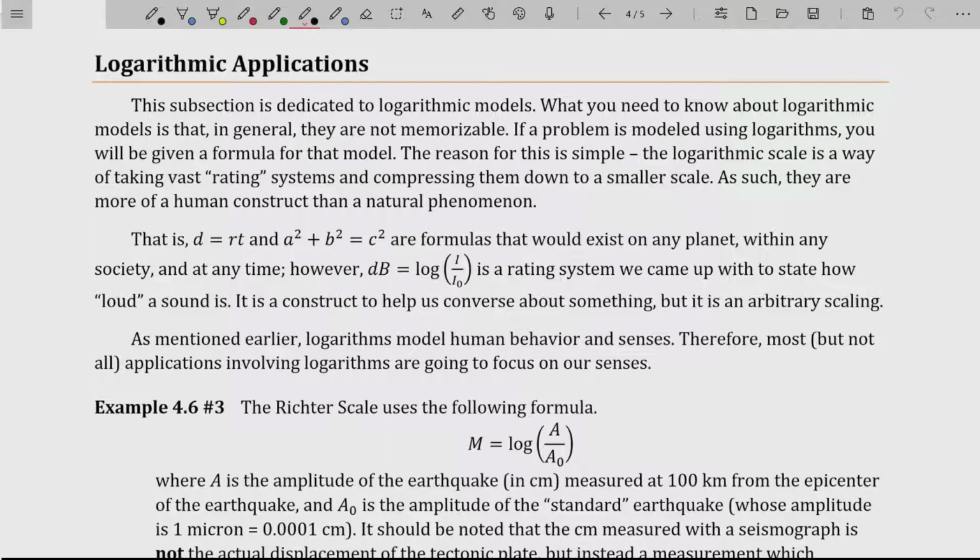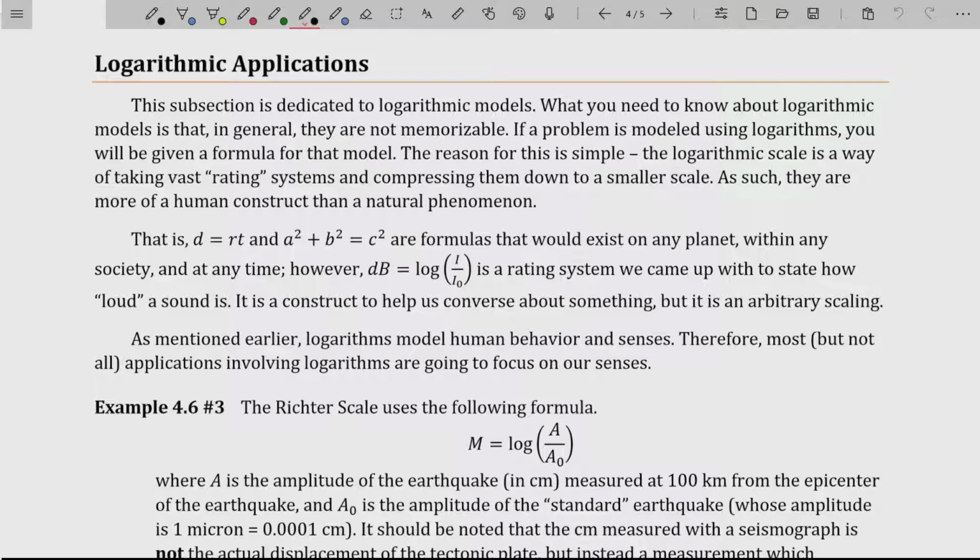What you need to know about log models is that in general, you don't need to memorize them. If a problem is modeled using logarithms, you'll be given a formula. Likely your instructor will give you a formula for that model. And the reason for this is simple. The logarithmic scale is a way of taking vast rating systems and compressing them down into smaller scales.